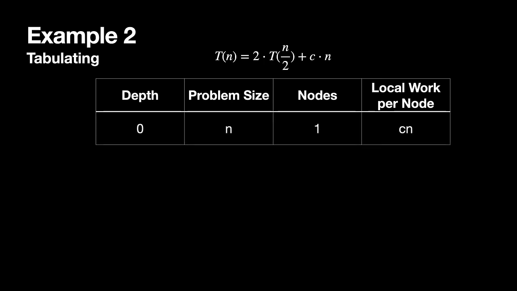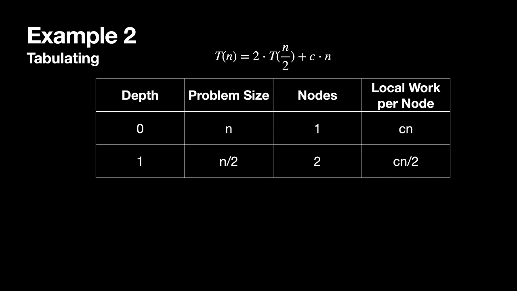So at a depth of 0, our problem size was n. That was the root node doing n units of work. There was 1 node, with a total of C times n work per node. Moving down 1 layer, we broke our problem into half the size, but we had 2 of them. So the next layer down, we had problems of size n over 2, but 2 of them.